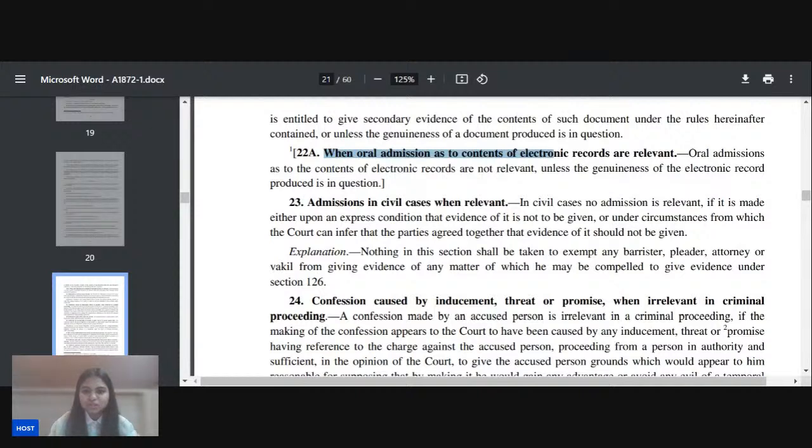And the explanation of section 23 says that legal advisor of the party is not prevented from giving evidence of any communication which is made in furtherance of any illegal purpose or any fact showing that the crime or fraud has been committed. So see the explanation also, which is covered under section 126 also.